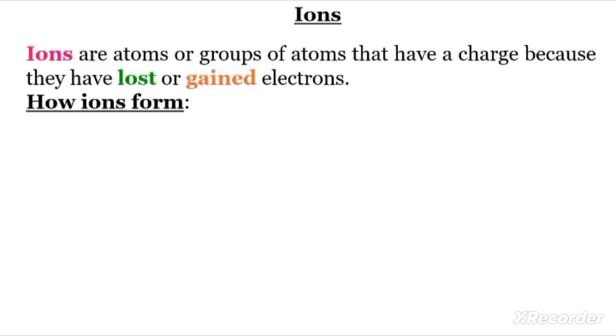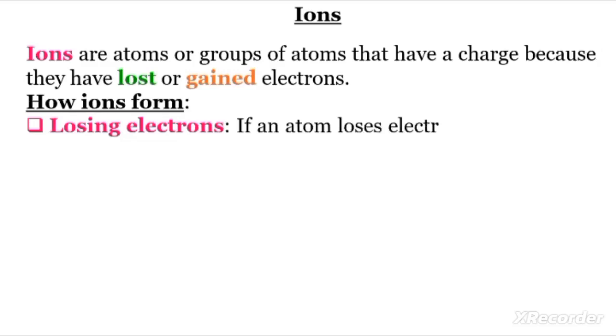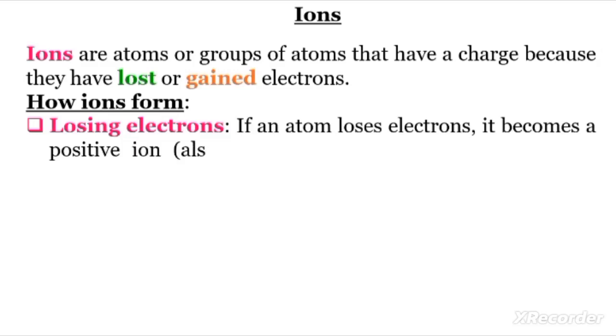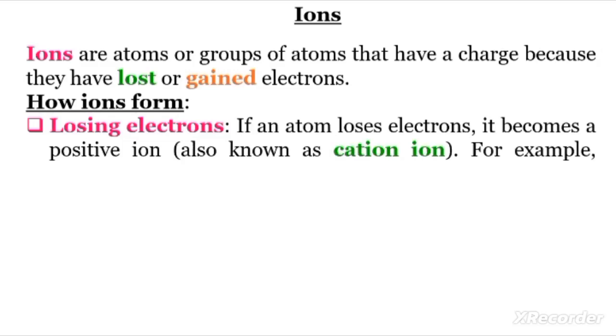Ions are atoms or groups of atoms that have a charge because they have lost or gained electrons. How do ions form? Ions form by losing electrons. If an atom loses electrons, it becomes a positive ion, also known as a cation. For example, sodium becomes a sodium cation, having lost one electron.